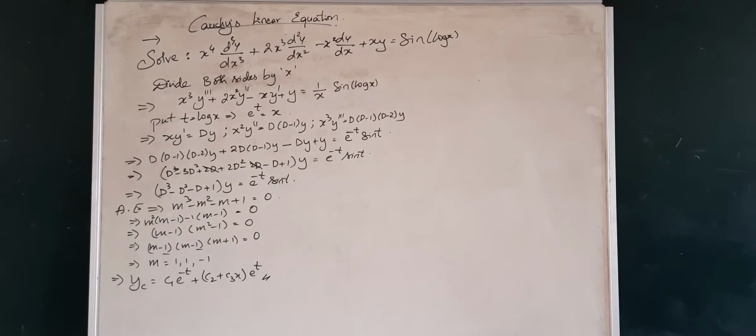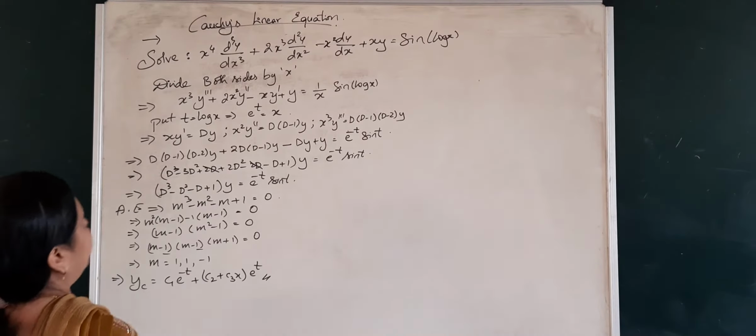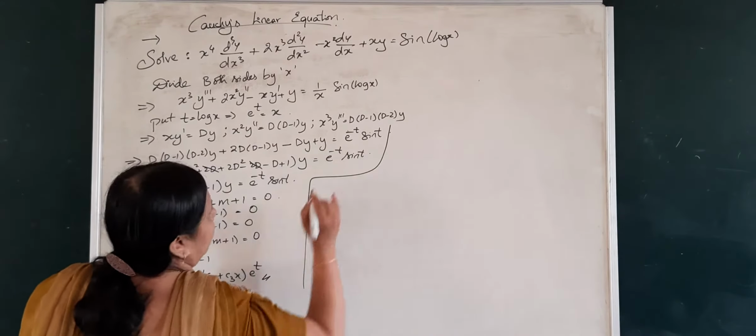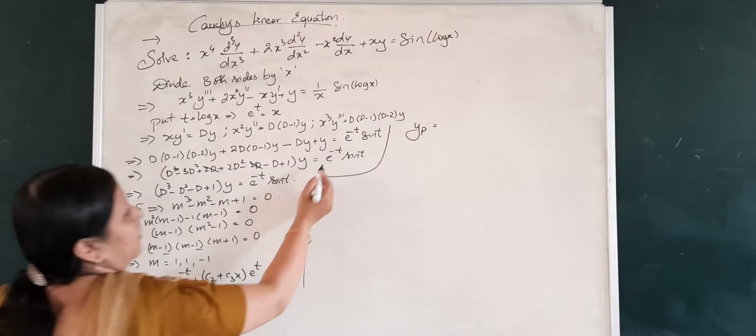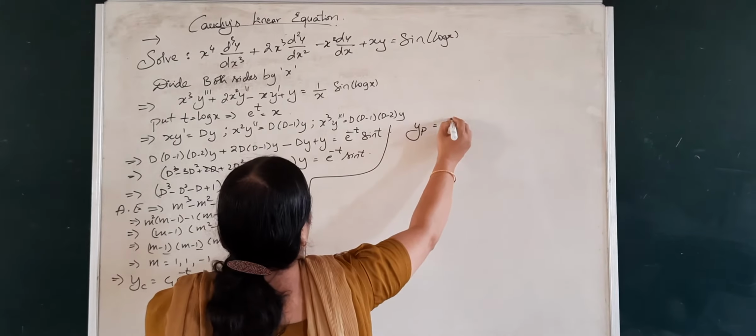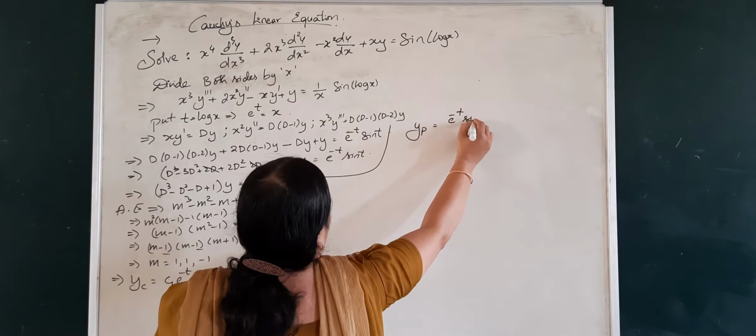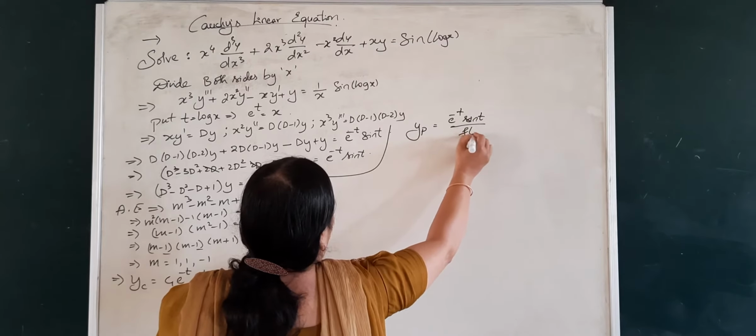Understood, guys? Repeated roots are there. We have to write that carefully. Next, let us see the further part, that is YP. What is YP equal to? The RHS, that is e power minus t sin t divided by f of d.